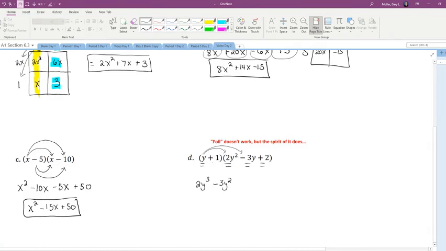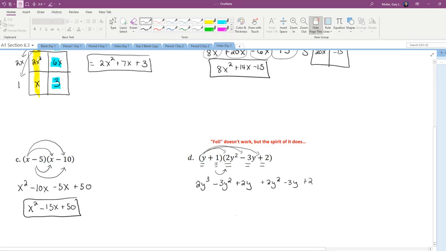Notice how slow and deliberate I'm being. Y times positive 2 will be plus 2y. Now I do the next one. 1 times 2y squared is going to be 2y squared. So here's an idea. Instead of write it out here, we'll just go ahead and do it, and I'll show you another way to do it. So 2y squared minus 3y, and then 1 times 2 is 2.